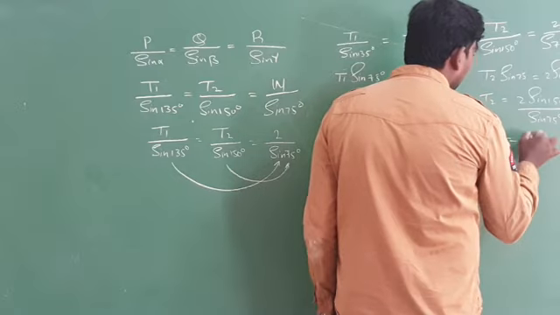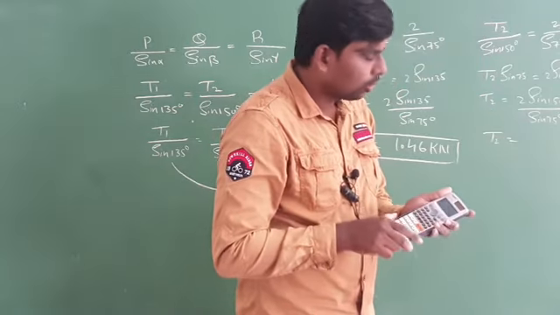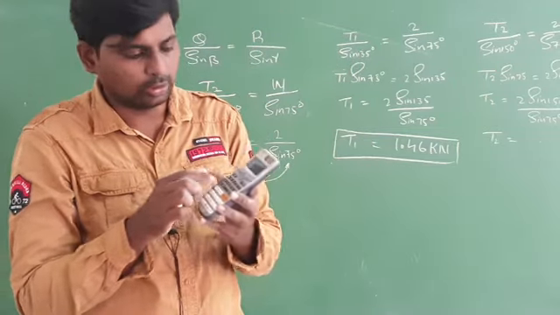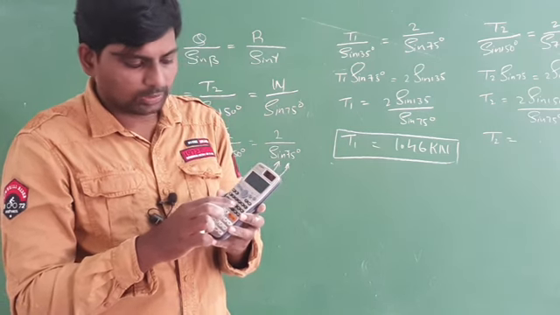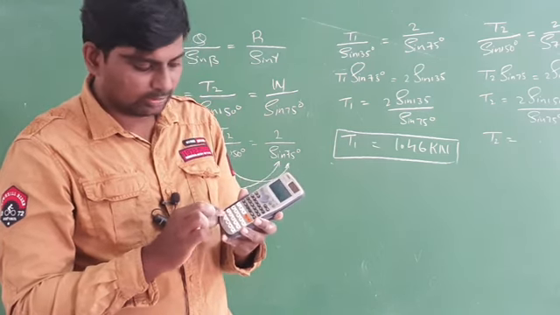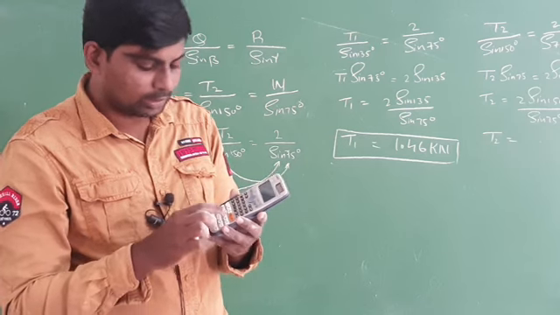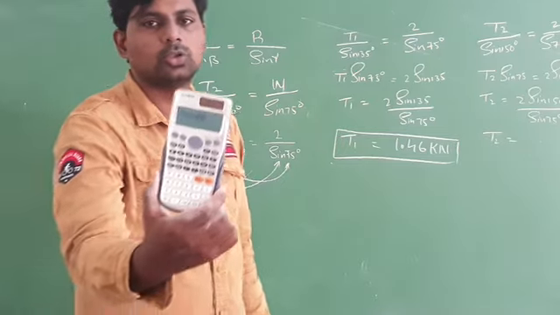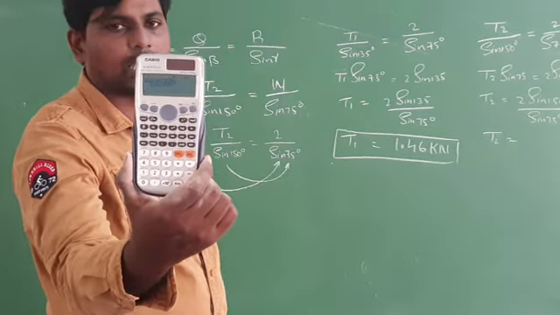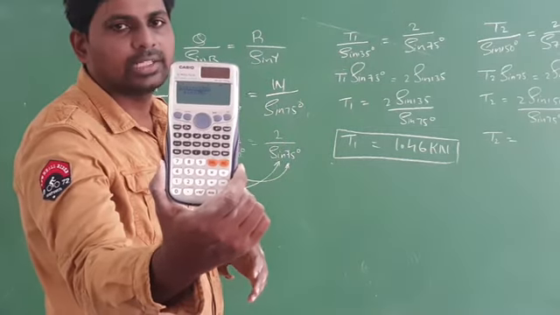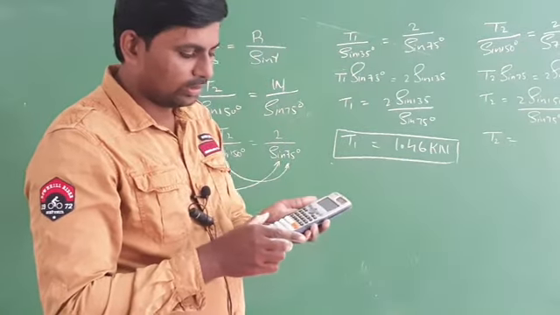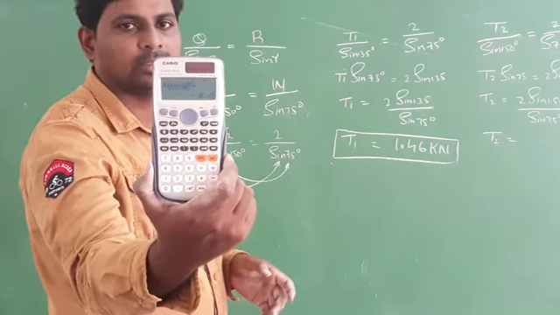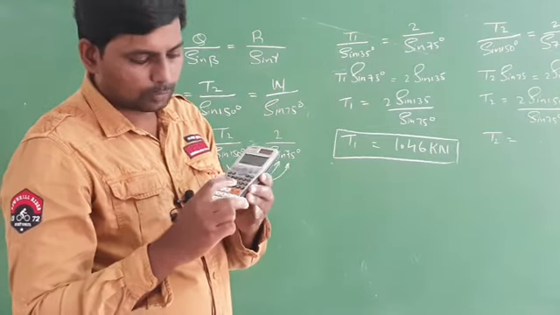Now you have to solve this one. How to solve this? I told you the same thing: use the third row fraction button. 2 into sine 150, close the bracket, after that sine 75. Like this you have to use 2 into sine 150 by sine 75. Then press this one. Some irregular answer you got, root 6 minus root 2. So you have to press SD.